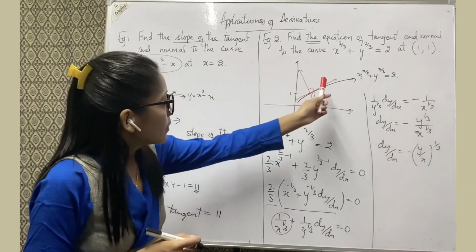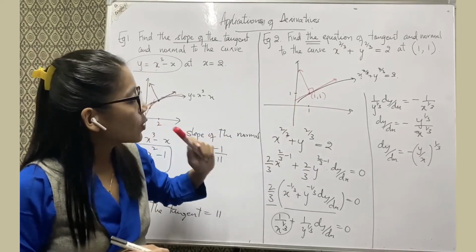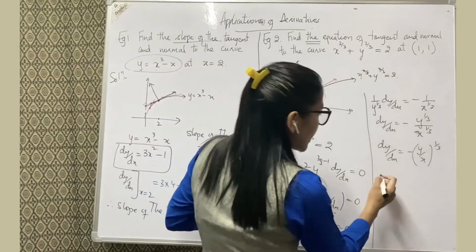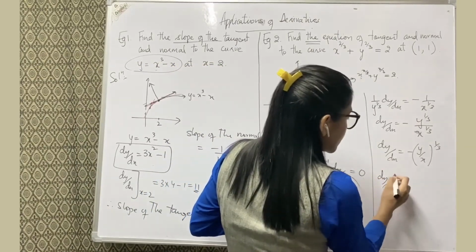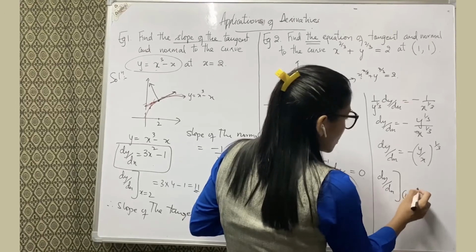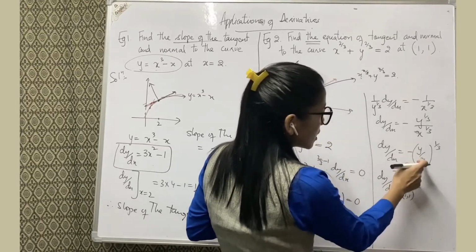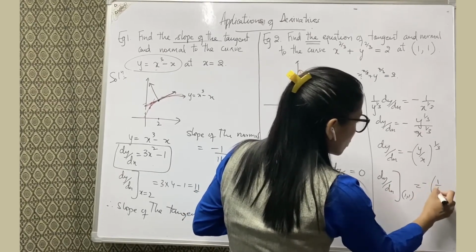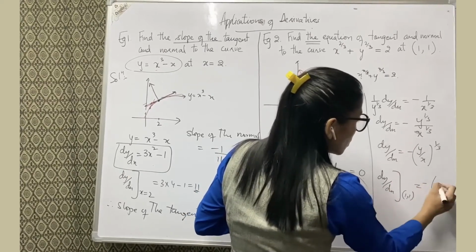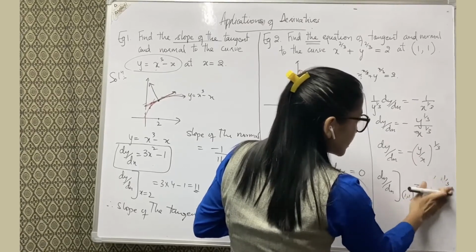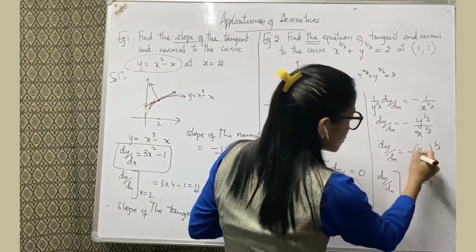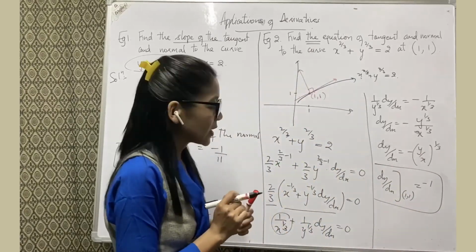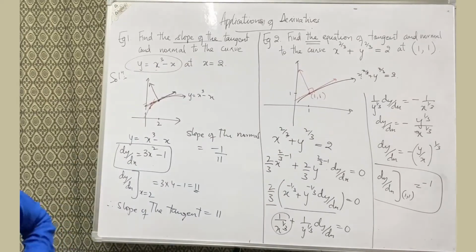Now we have to find the slope of the tangent and normal at point 1, 1. You remember? So therefore we have dy by dx at point 1, 1, which means we need to substitute 1, 1 for both of these. So that will be negative of 1 upon 1 raised to 1 by 3. So that is 1. So we have this is equal to negative 1. So the slope of the tangent is negative 1.